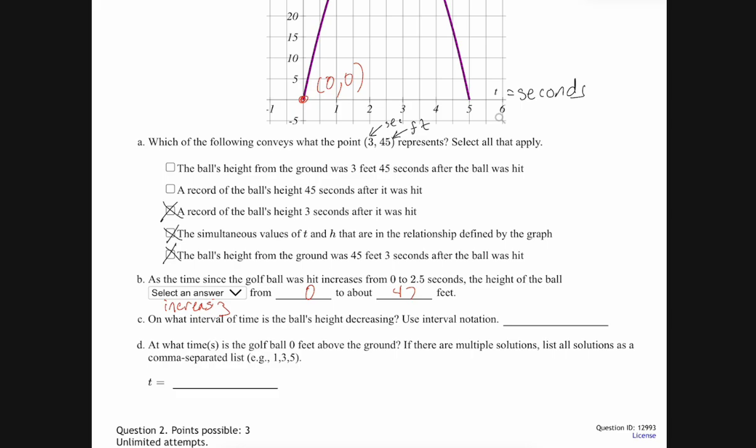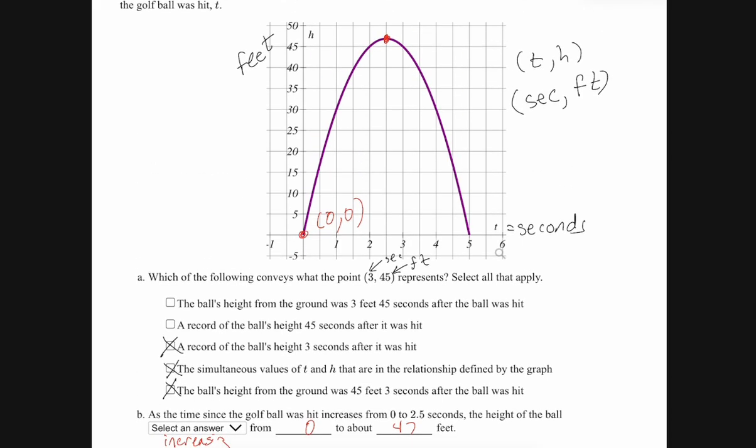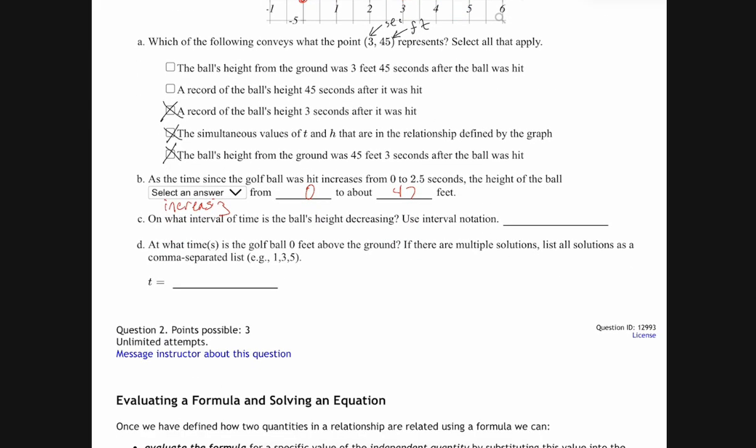And on what time interval is the ball's height decreasing? It's decreasing from 2.5 seconds to 5 seconds. So that's all they want there. Now, we're going to talk more about interval notation next week, but from 2.5 seconds to 5 seconds is interval notation. For increasing and decreasing, just use parentheses. That means just on the other side of 2.5, it's starting going down.